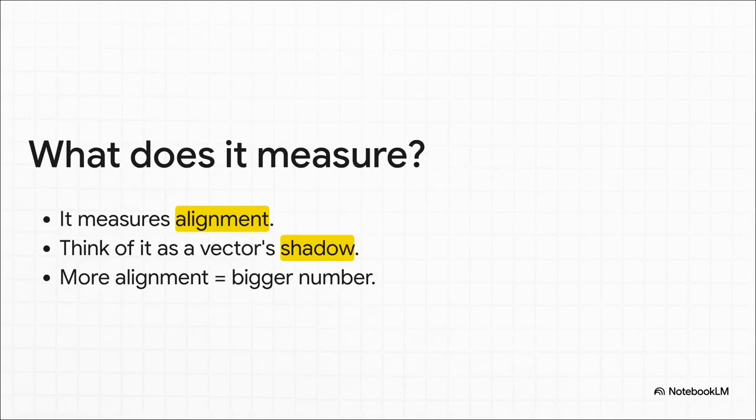So what's this number telling us? In a nutshell, it's all about alignment. Think about it like this. Imagine you have two vectors and a flashlight shining down from above. The dot product is like asking, how much of a shadow does the first vector cast on the second one? The more they're pointing in the same direction, the bigger that shadow is going to be.